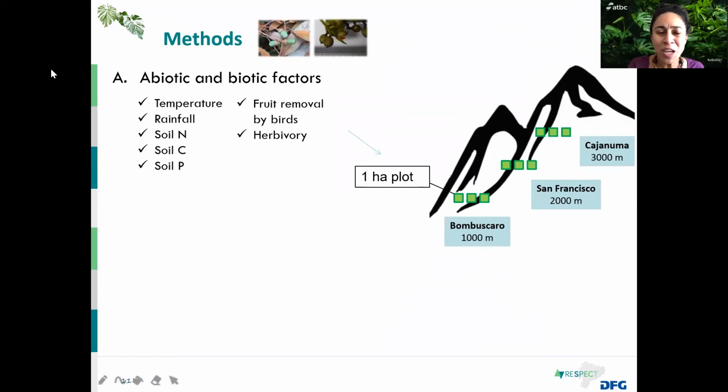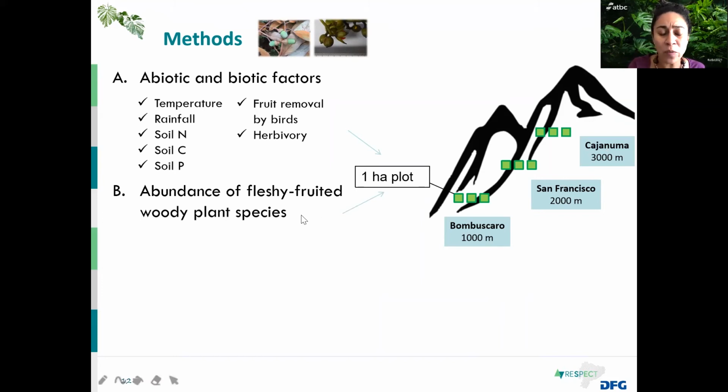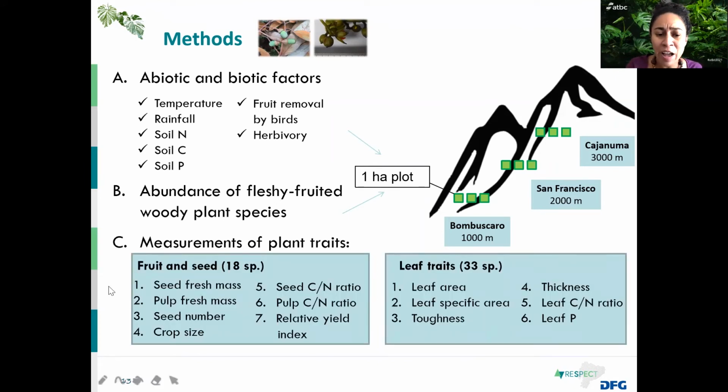What did we do? We measured both abiotic and biotic factors in 9 1-hectare plots located along an elevational gradient. We recorded the abundance of common and selective trees of fleshy fruit plant species in the same plots. And finally, we measured fruit and seed and also leaf traits in 18 and 33 plant species.